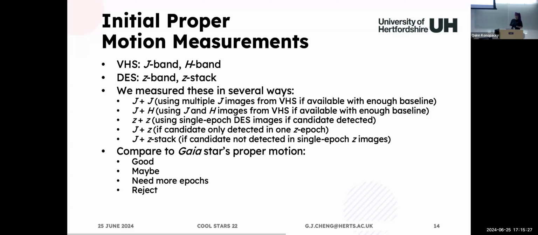Good meant there was common proper motion between the T-dwarf candidate and the Gaia star. Maybe where the candidate's proper motion spans across both 0 and the Gaia star's proper motion. Need more epochs where the VHS epoch was within the Z-stack baseline, and reject where there was just no common proper motion whatsoever between the 2 objects.